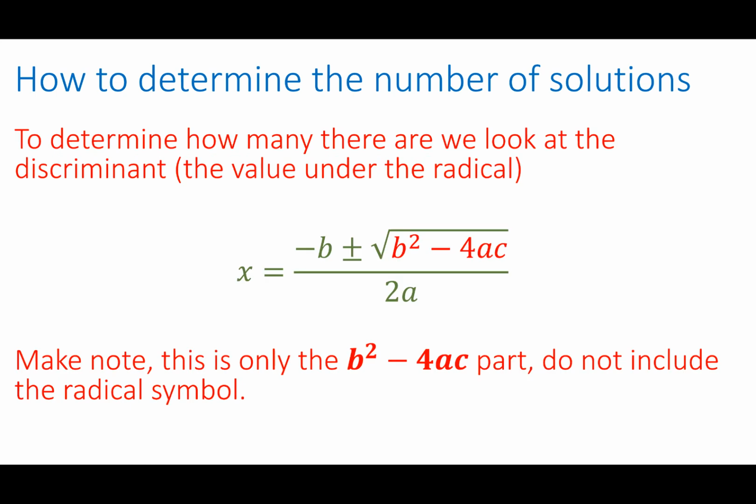How to determine the number of solutions. Okay, so we can determine how many there are when we look at the discriminant. Again, that value under the radical. Do not include your radical piece. You're simply looking at the discriminant, the b squared minus 4ac part. Again, make note, this is only the b squared minus 4ac part. Do not include the radical symbol.